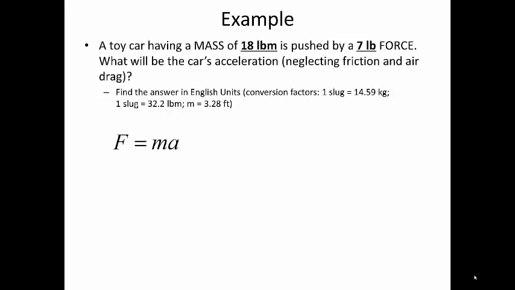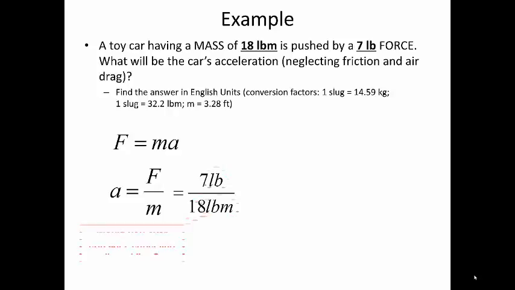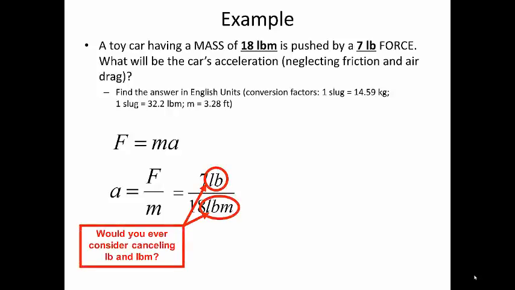Well, we use our equation of motion, force equals mass times acceleration, solve for the acceleration, which is equal to force divided by mass. We have a 7-pound force being applied to the object, and it has an 18-pound mass. Now again, I ask the question, would you ever consider canceling pounds and pounds mass? Hopefully not. Pounds mass is the base unit, but pounds is not a base unit.